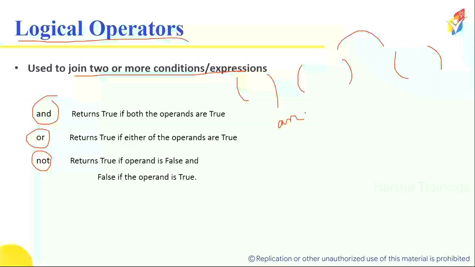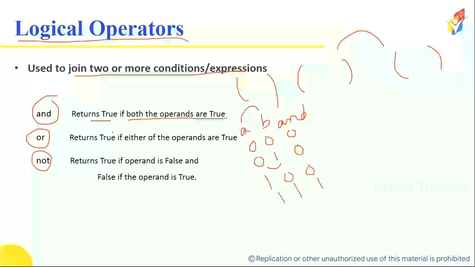Now let us take two inputs A, B. For example, let us take A as 0, 0. 0, 0 means false, false. So the result is 0. When the input is 0, 1, the output is 0. Then 1, 0, still the result is 0. If both inputs are 1, 1, that is, if both inputs are true, then only the output is true. This is called AND operation. It returns true if both operands are true. Now here A and B are called operands.